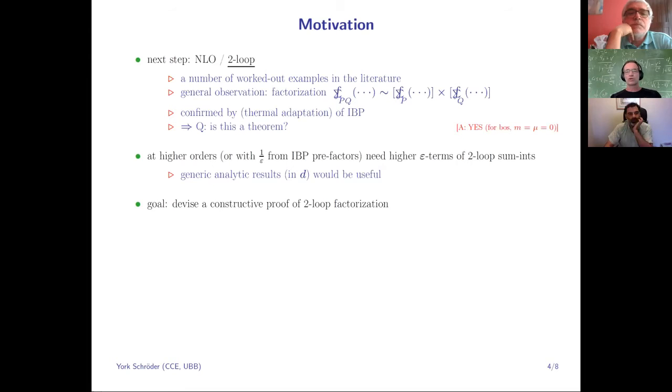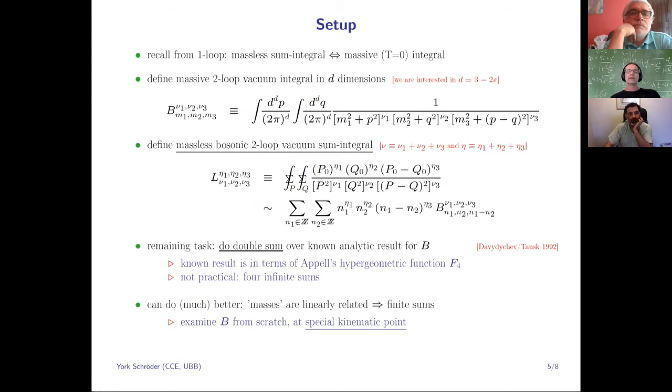Why is it good to have some kind of factorization? Well, usually when you compute higher orders, you want to have analytic results, right? And not just numerical approximation of some kind of expansions around the dimension of interest. So the setup is the following. I would like to look at the simplest two-loop integral in d dimensions. So it's given here. It's just a double integral over 3 propagators. That's a vacuum integral at 2 loops at 0 temperature.